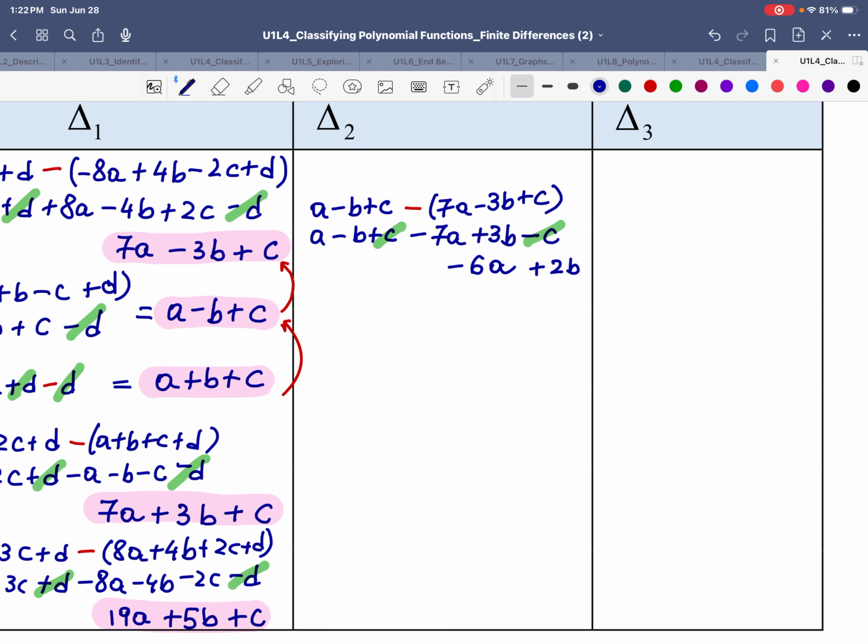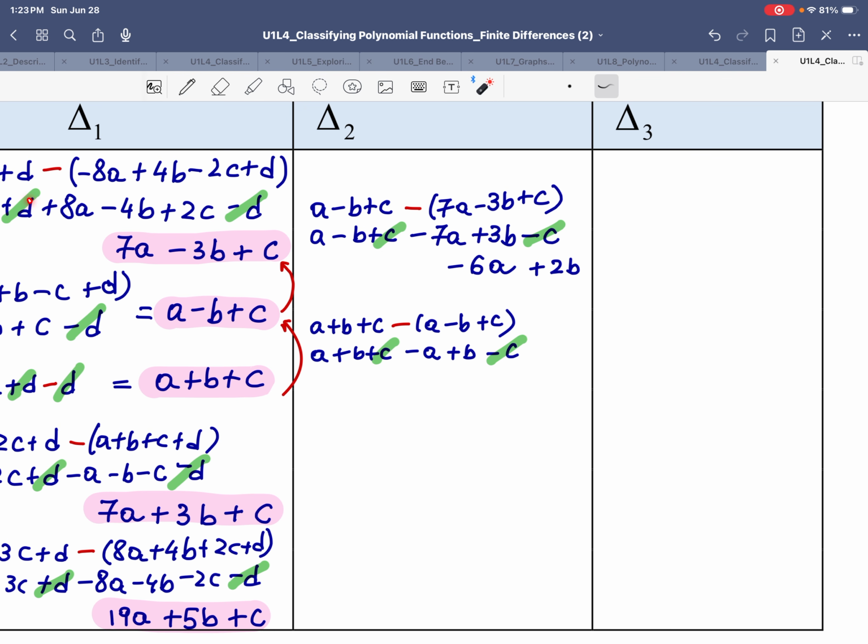Again, same idea. We have a plus b plus c, subtract a minus b plus c. Let's see what we have cooked here. A plus b plus c minus a minus negative b is plus c minus positive c minus c. Again, same pattern repeats. As you can see here, we eliminated all the d's, now all the c's. And that's the way it works, right?